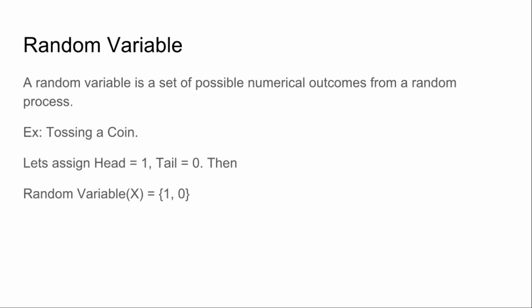A random variable is a set of possible numerical outcomes from a random process. For example, tossing a coin. Let's assign 1 to head and 0 to tail. Then the random variable x is 1 and 0.